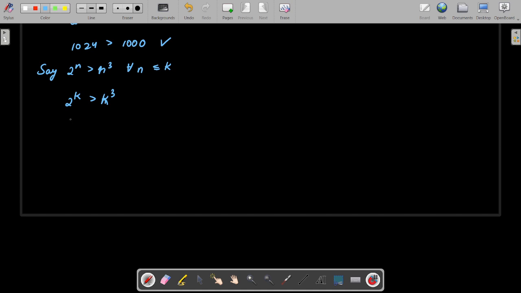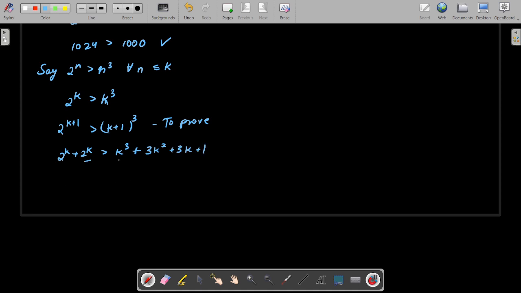So what we need to prove is 2 to the power k plus 1 is greater than k plus 1 cube. So this is to prove, right? So we have 2 to the power k plus 2 to the power k is greater than k cube plus 3k square plus 3k plus 1.